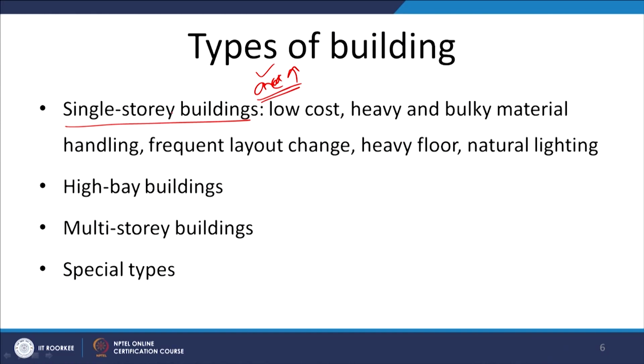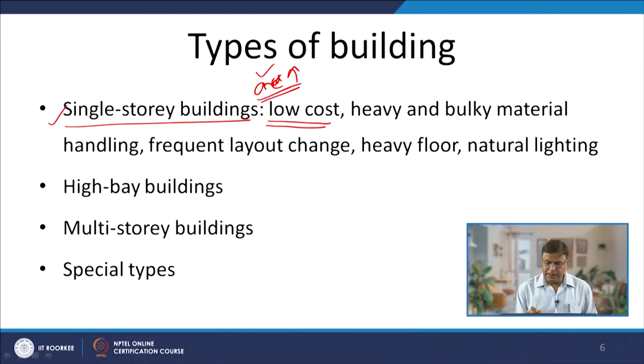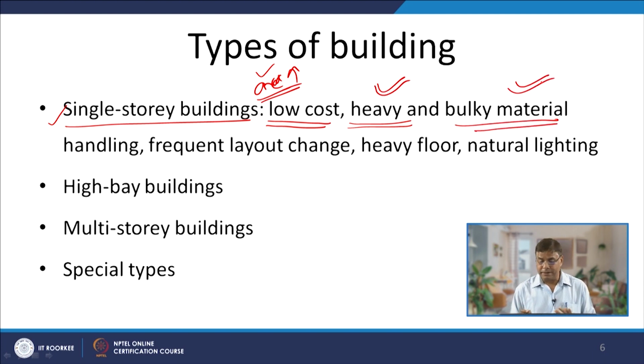So, due to the large area requirement, this kind of plant building can be good in rural areas where land cost is low. If the land cost is high, then probably a single story building may not be justified. Then single story buildings are found very effective where the component to be manufactured is very heavy and very bulky, so that there is enough space for effective and efficient material handling.